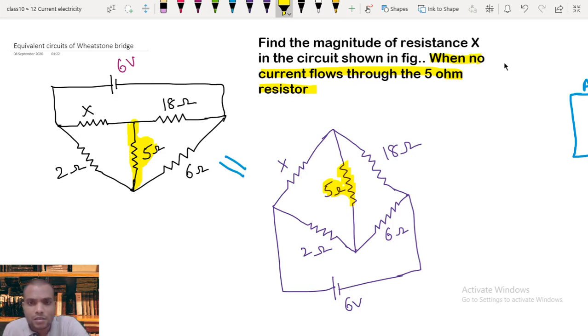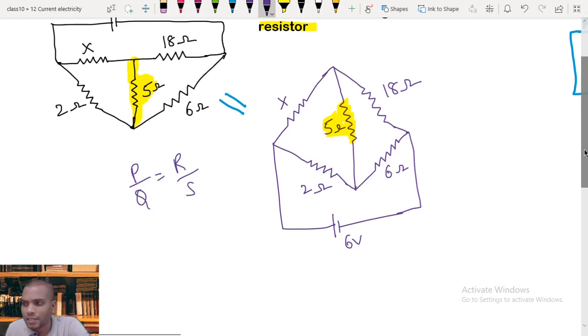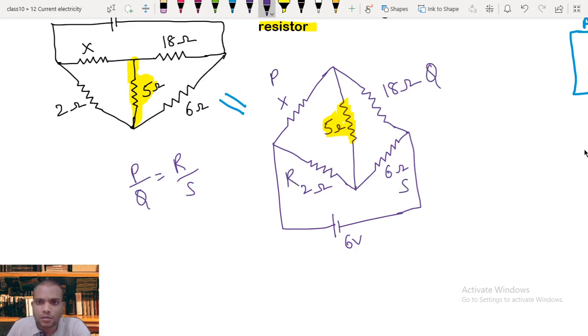In this case, if no current is flowing through the 5 ohm resistance, we can apply the ratios of resistance. If you remember the formula P by Q equal to R by S, it is the Wheatstone's bridge condition. Just apply the ratio here. If I take this as P, Q, R, S, then P by Q equals X upon 18, equal to R by S, which is 2 upon 6.